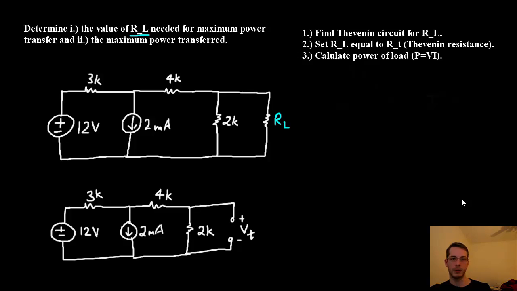In this next problem, they want us to solve for the maximum power transfer of some kind of load. So we need to solve for RL and then find the power of RL. There's a three-step process which I've shown over here. First, we need to find VT to get the Thevenin circuit. Here's what I've done on the bottom here. We open circuit the load and solve for VT.